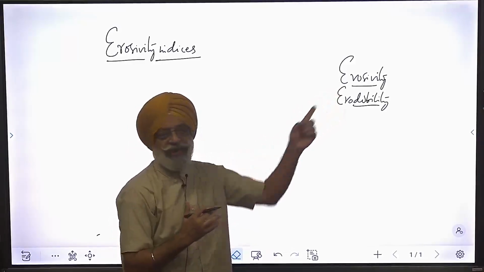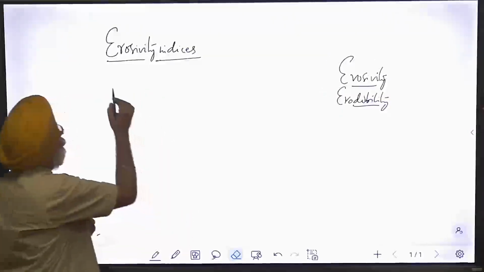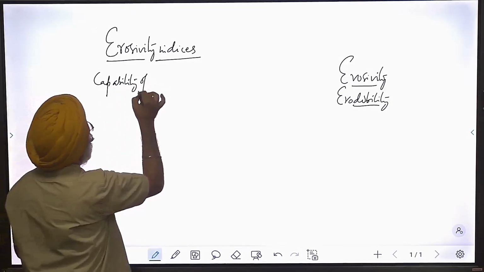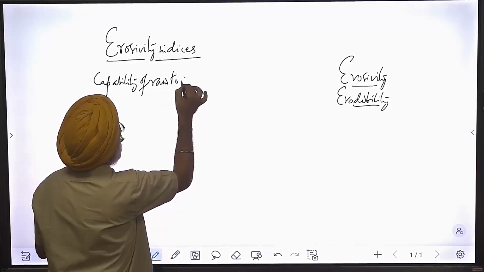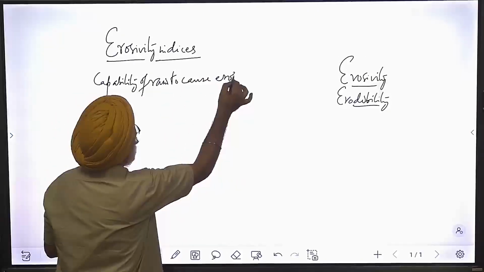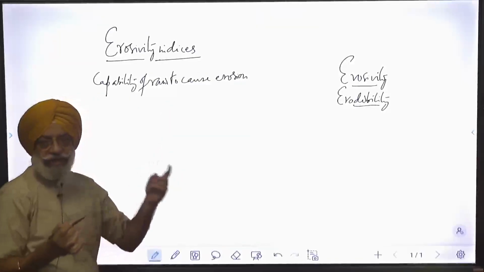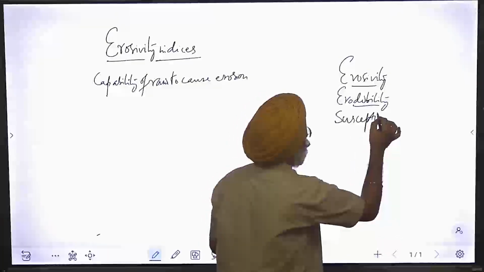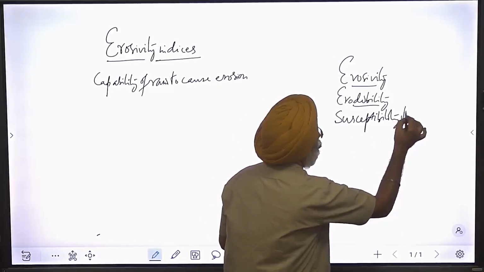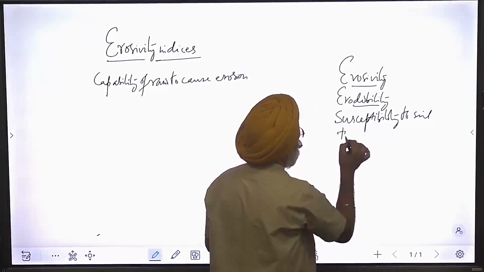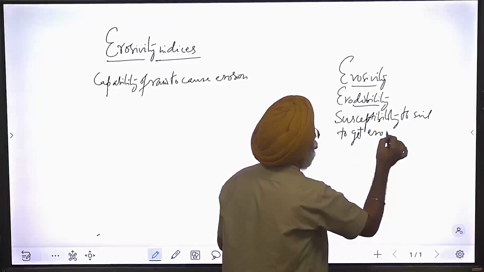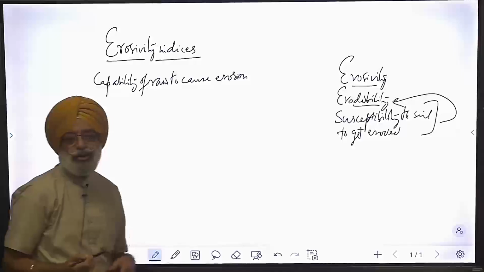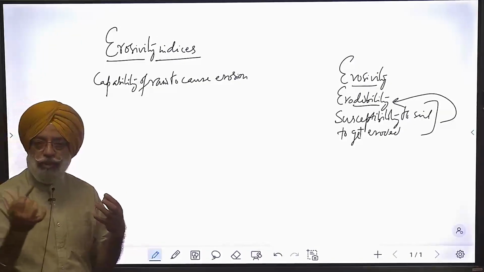So the capability of rain to cause erosion is called erosivity. And on the other hand, the susceptibility of soil to get eroded is called erodibility, or soil erodibility. How erodible the soil is.